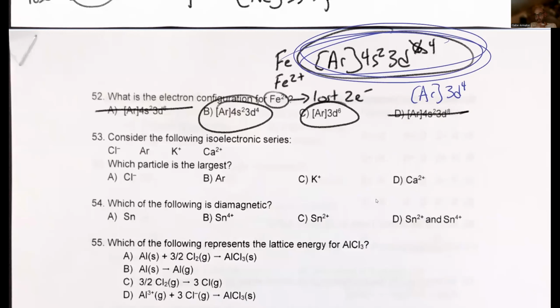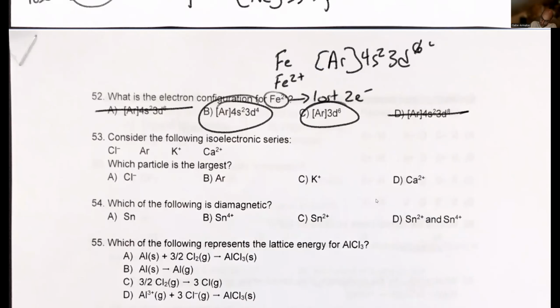Sorry, let me back up. This is the neutral configuration right here. The actual proper neutral configuration is rearranging the shells. So we put 3d6 and then 4s2. We always put it in order of the numbers out front. So 3 comes before 4, so we just flip those around. So this is the proper electron configuration for iron in its neutral state.